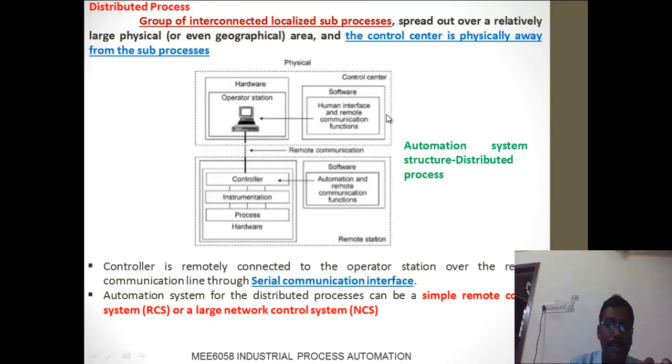Here, if you come to a distributed process, we have process 1 in plant 1 in the location of South India. For example, if you take Tamil Nadu, plant 2 is in Andhra, plant 3 is in another location. We are able to monitor the process. Okay, that is a distributed process.